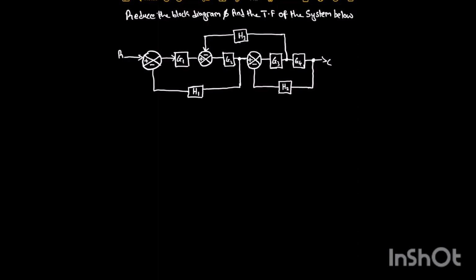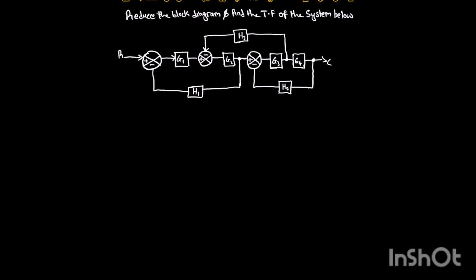So in today's video, we are going to be reducing the block diagram and finding the transfer function of the system. As you can see, the further we go, the more complex our block diagram is becoming. If you notice, in this system we have numerous blocks. And first of all, what would be our first step?